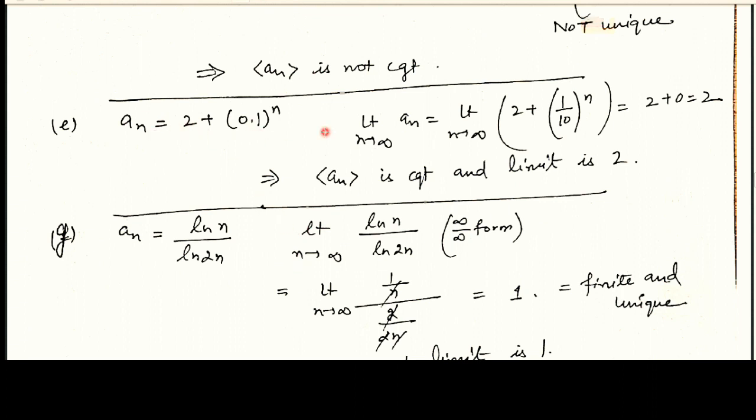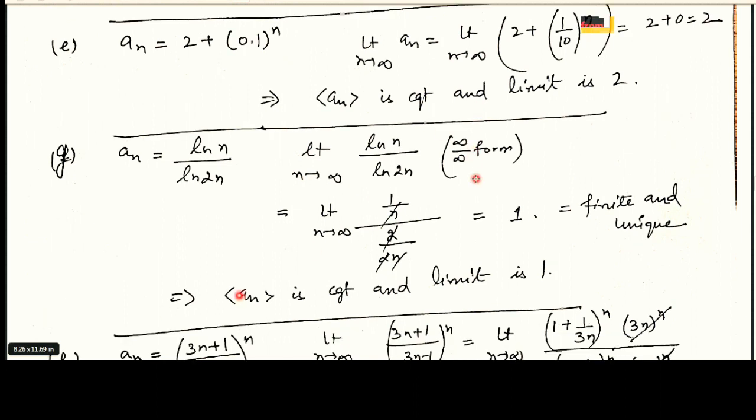In the E part, when you find the limit of this, you will have 2, which is finite and unique, so our sequence is convergent and the limit is 2. In the G part, we have the infinity by infinity form, so we can apply L'Hopital's rule. We can find the derivatives of ln n and ln 2n and simplify. We have a finite and unique limit, so our sequence is convergent and the limit is 1.